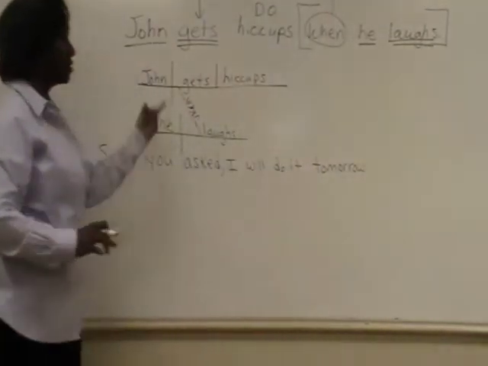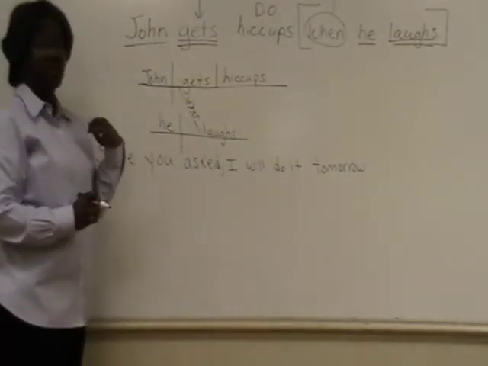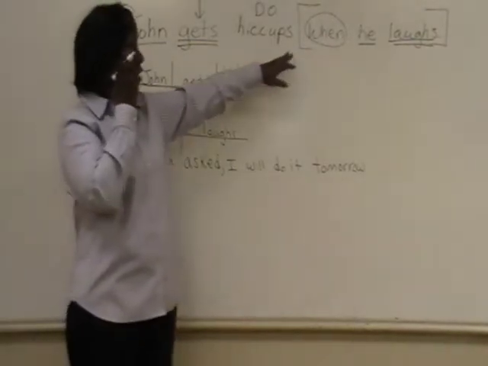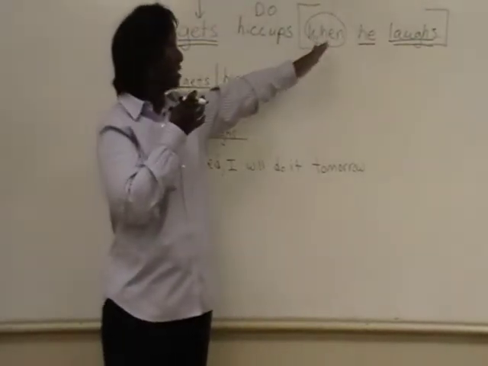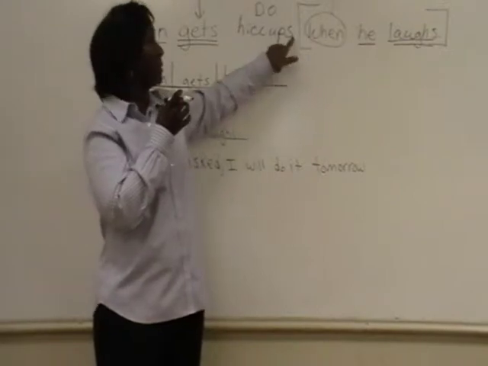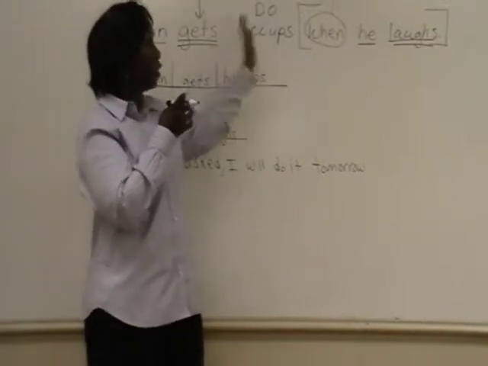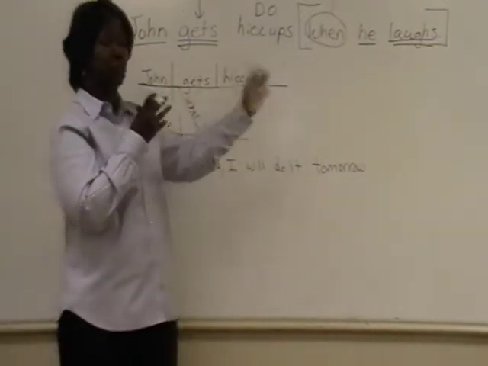While you're writing that, I'll tell you something else about the subordinate conjunction. When you have an adverb clause that comes after the main clause, you do not indicate it by putting a comma there. It just flows smoothly. John gets hiccups when he laughs.